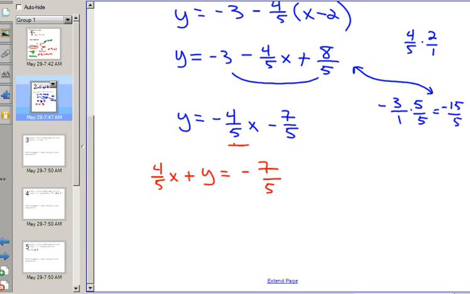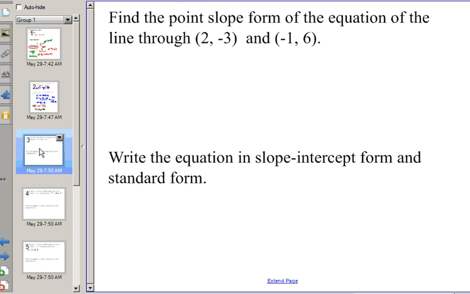But a lot of times we don't have fractions in our standard form. If I multiplied everything by 5, I would get 4x plus 5y equals -7. And that is another form of the equation of the same line. All right, let's try another one.